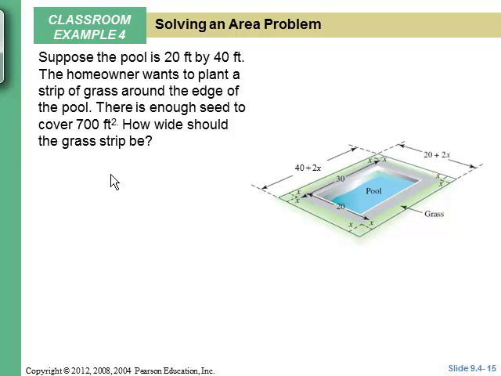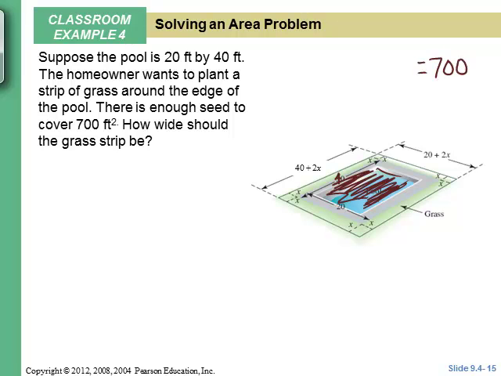Okay. Now, area is one place where you're going to use quadratics also. Suppose the pool is 20 by 40 feet. Well, that's not what he's got here. This should be a 40 here. The homeowner wants to plant a strip of grass around the edge of the pool. There is enough seed to cover 700 square feet. So if we take the area of the big rectangle minus this, that's going to equal 700 square feet.